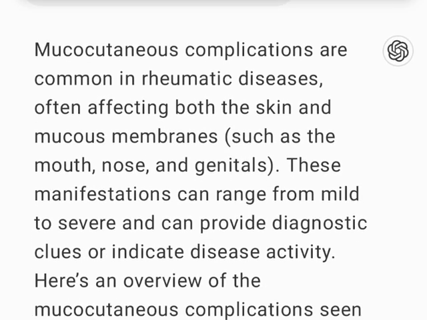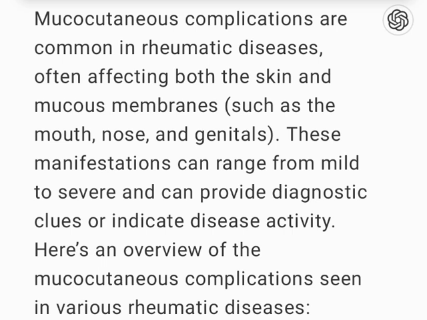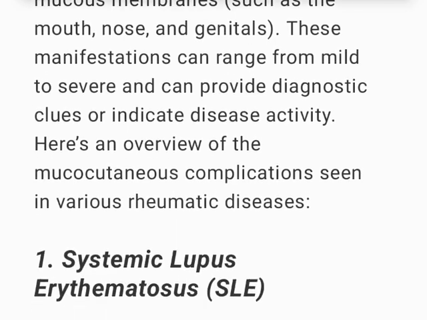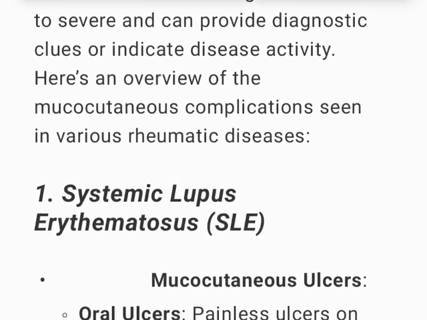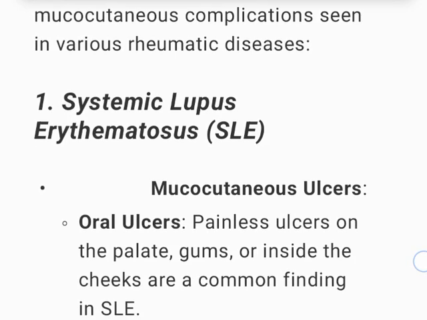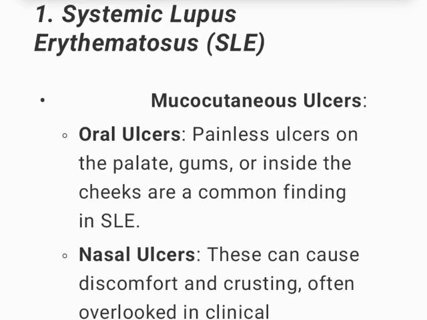Mucocutaneous complications are common in rheumatic diseases, often affecting both the skin and mucous membranes, such as the mouth, nose, and genitals. These manifestations can range from mild to severe and can provide diagnostic clues or indicate disease activity. Here's an overview of the mucocutaneous complications seen in various rheumatic diseases.